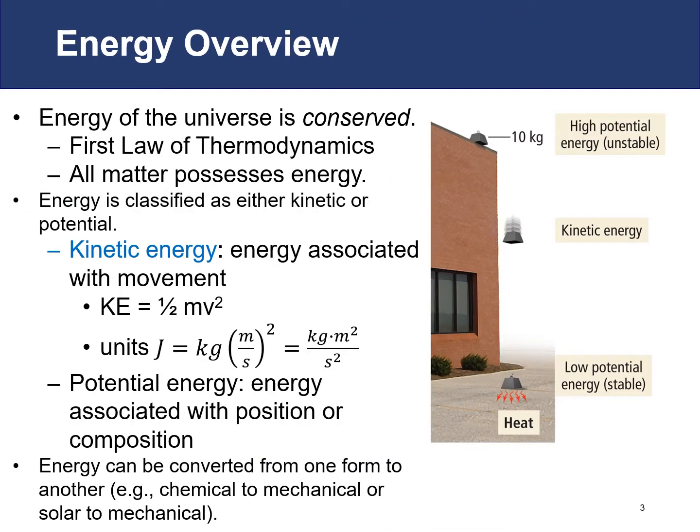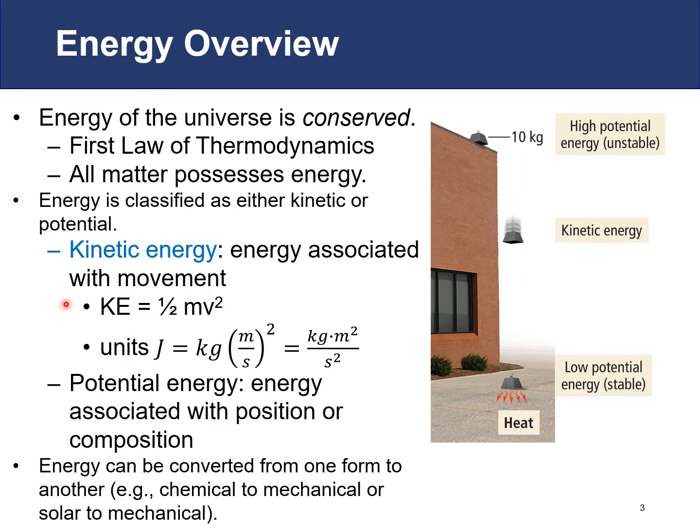One of the fundamental laws that guide our study of energy is the first law of thermodynamics. Essentially, energy of the universe is conserved, and all matter is going to possess some amount of energy. Energy can be classified either as kinetic or potential. Kinetic energy is energy that is associated with movement. The most common equation for kinetic energy is 1/2 mv squared.